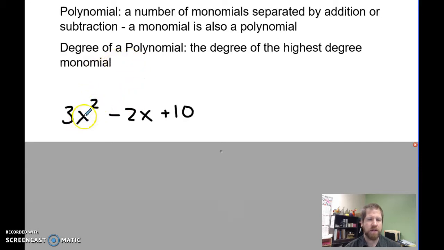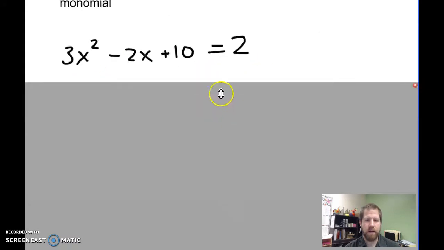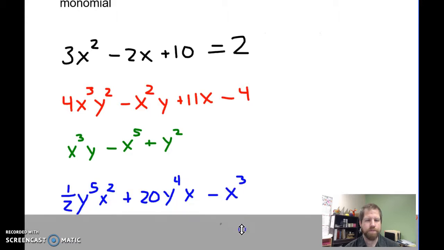This has an x squared, so my degree is going to equal 2. Okay? Because this would be a 1-degree monomial, this would be a 0-degree monomial. So I'm going to take my highest one, a 2-degree monomial, and that's going to be the degree for my polynomial. Alright, let's do a few more.